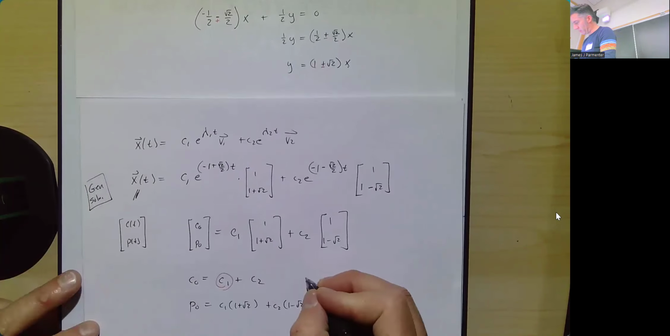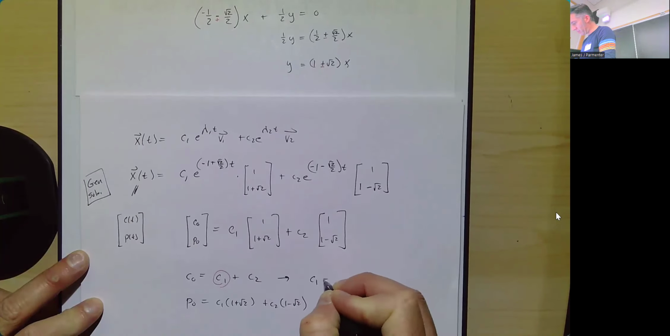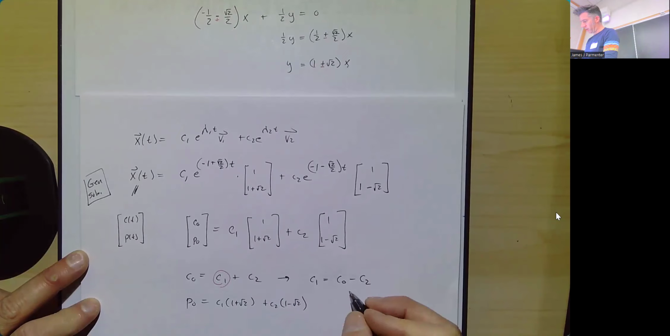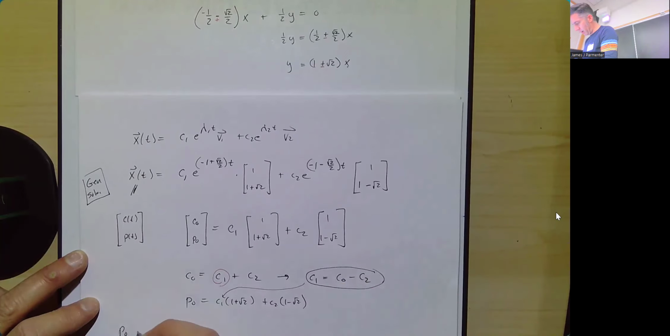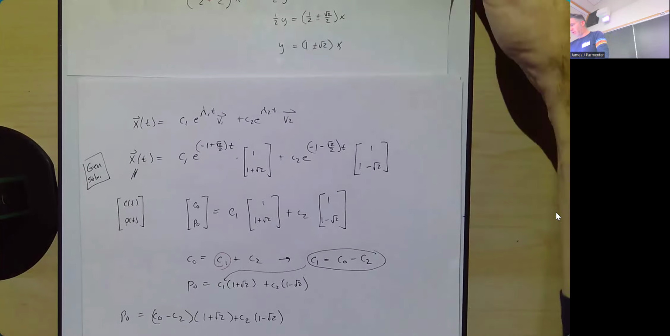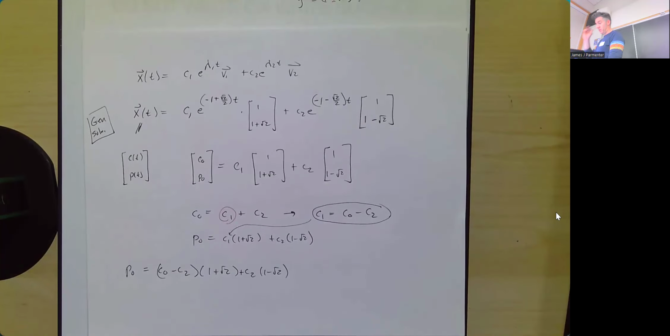C1 is going to equal C0 minus C2. We'll plug that into the other equation. So then you're going to have P0 equal to C0 minus C2 times 1 plus root 2, plus C2. Oh my goodness, this is terrible. I don't love this at all. And then we're going to multiply it out and try to solve for C2.